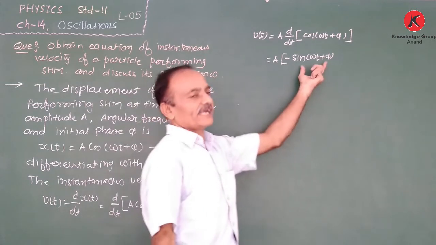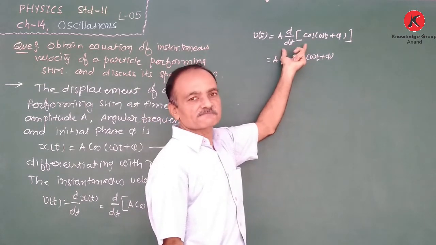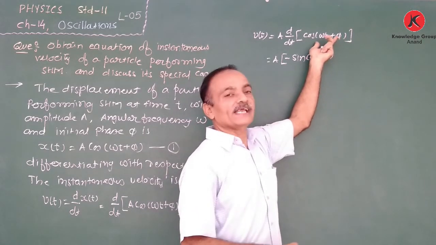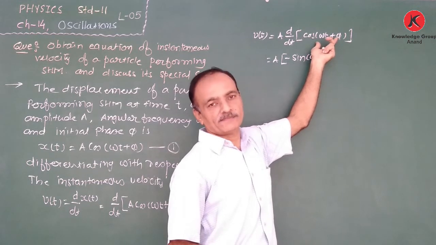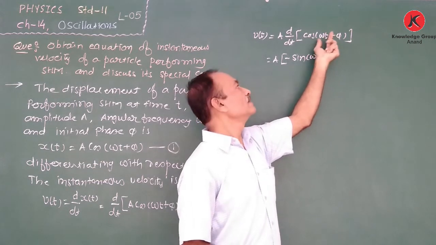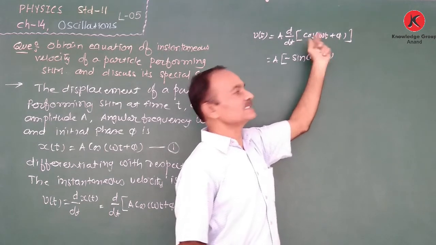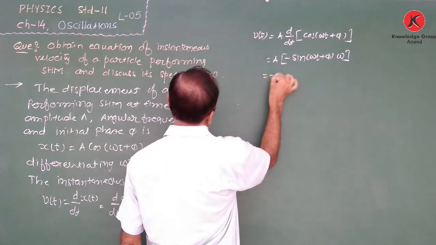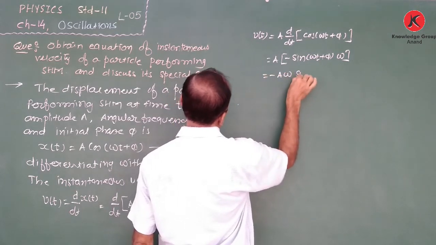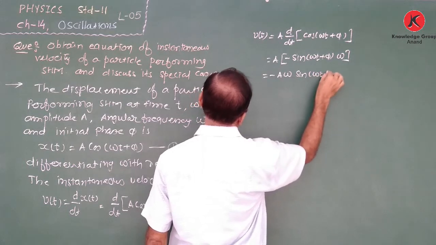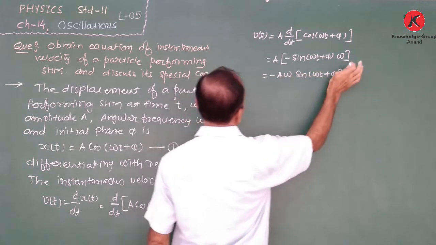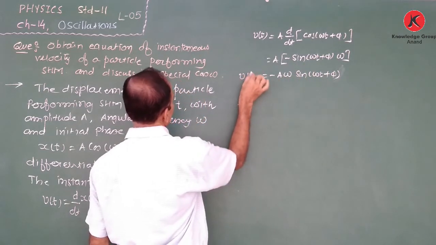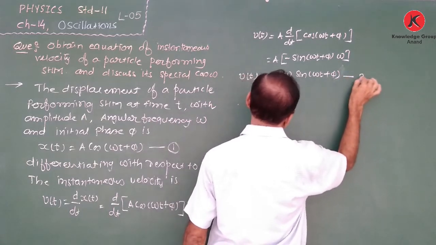Now the derivative of this bracket. Here we are taking the derivative with respect to time. Therefore for the derivative of this bracket, we have to take the derivative of only the term which has the time. So only in the first term, the t is present, therefore the derivative of this is omega. So it is equal to minus A omega sine(omega t plus phi). So that is our instantaneous velocity at this time, equation 2.